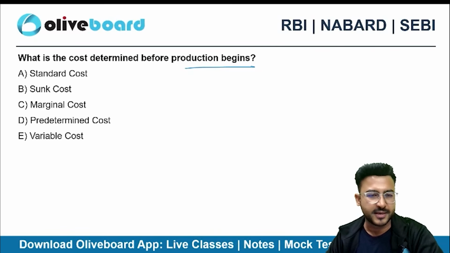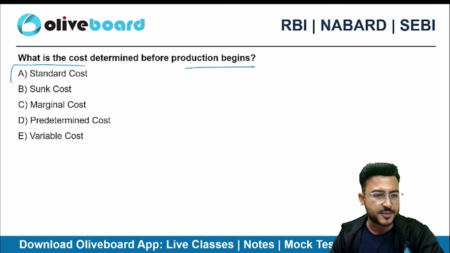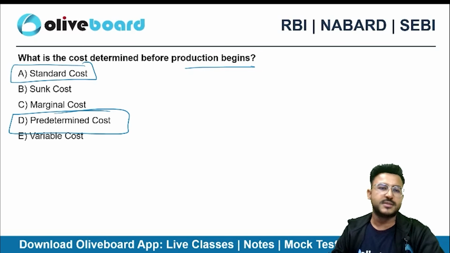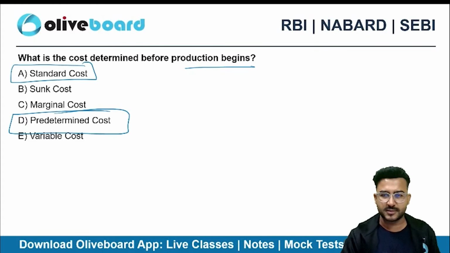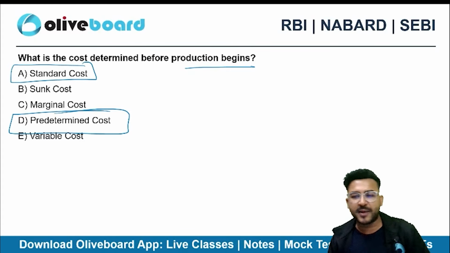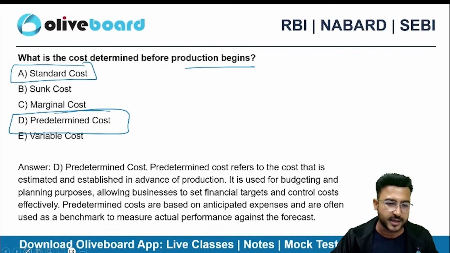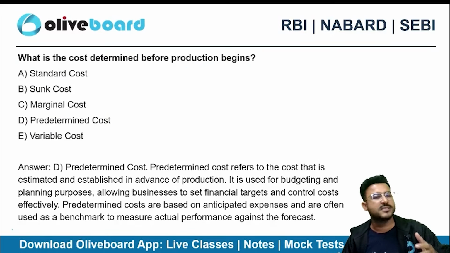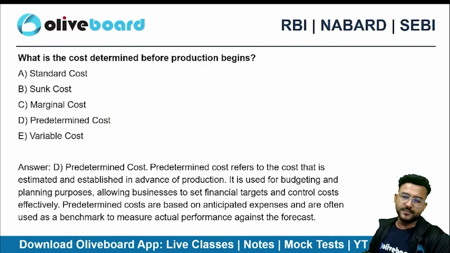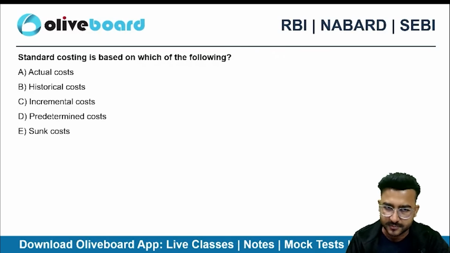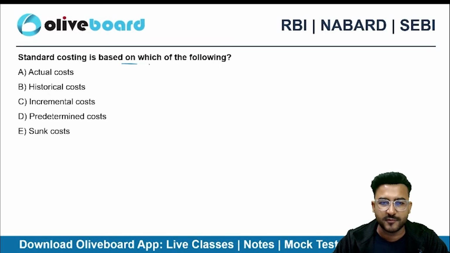Now the problem here is two options are contradictory in nature, right? Standard cost and predetermined cost. But I will say predetermined cost is a broader terminology, and here predetermined cost will be the correct choice. Standard cost is one of the predetermined costs. Standard cost is based on which of the following?